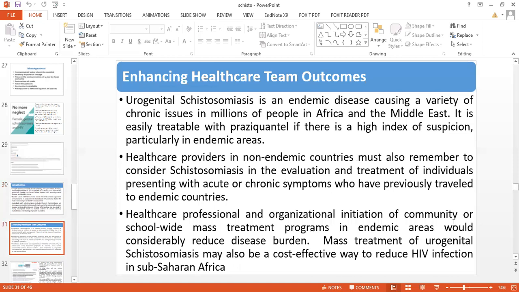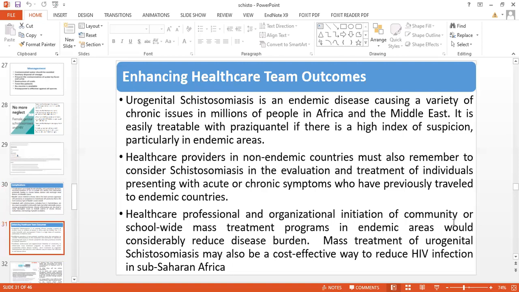Enhancing healthcare outcomes is the message from this UNAIDS paper. Urogenital schistosomiasis is an endemic disease causing a variety of chronic diseases in millions of people in Africa and the Middle East, and it is easily treatable with praziquantel. Healthcare providers in non-endemic areas must also remember to consider this disease in the evaluation and treatment of individuals presenting with acute and chronic symptoms who have previously traveled to endemic areas.